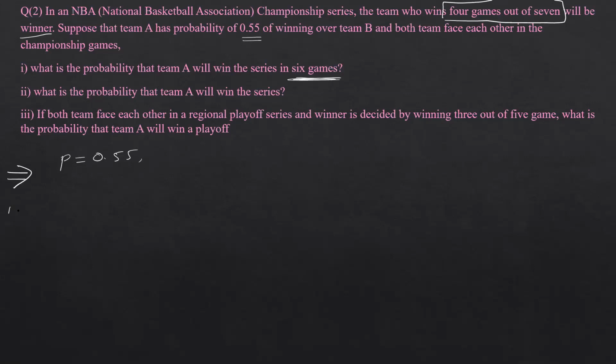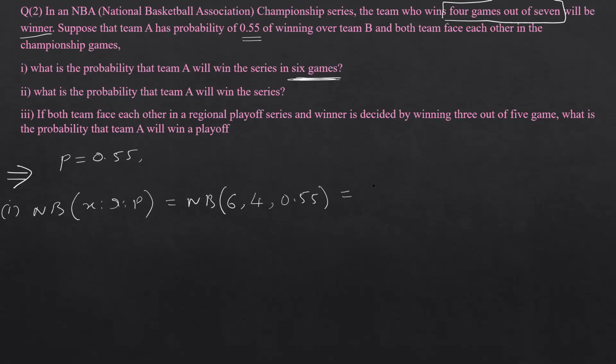Let me put this in this manner. We are finding the negative binomial of X, R and P. So let me first put the value. What is X now? What is the number of trials? What is the probability that team A will win the series in 6 games? So X will be 6, right? Then what is the success? R. 4 games minimum they have to win out of 7. So R becomes 4. And the probability is 0.55.